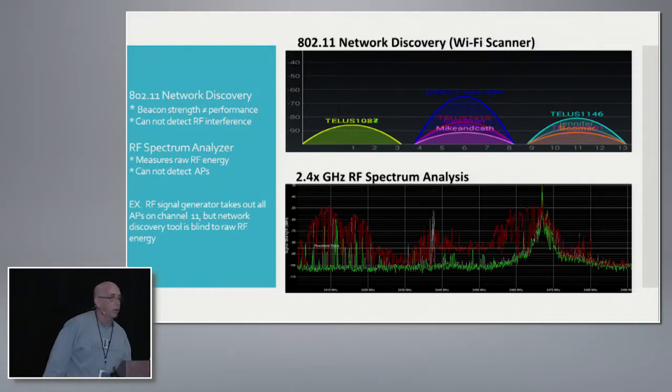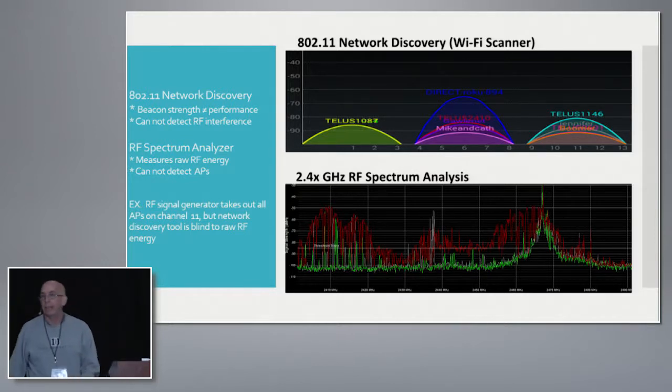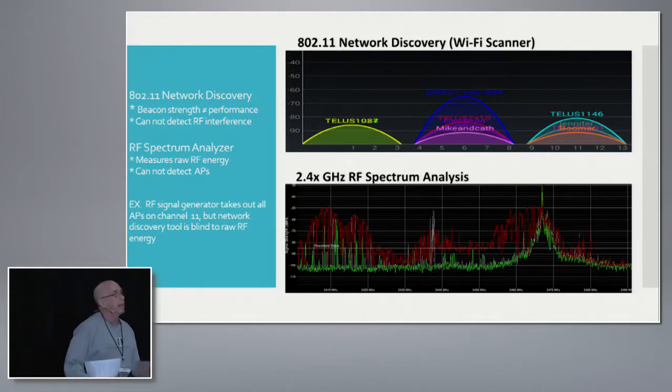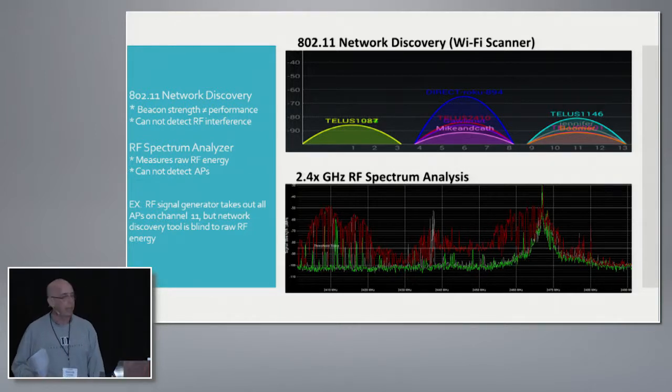On the other hand, an RF spectrum analyzer, the lower chart, its goal in life is to measure RF energy. But it cannot see APs. It can't, because it's not doing any sort of decoding. It doesn't see beacons, so it's totally unaware of any APs in the area.